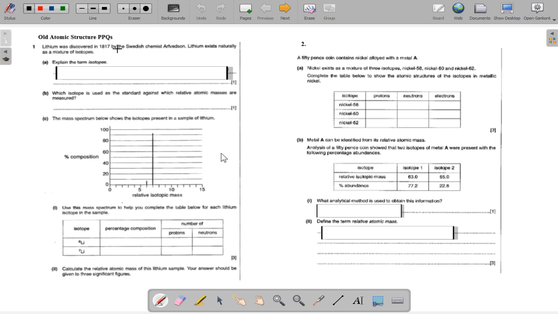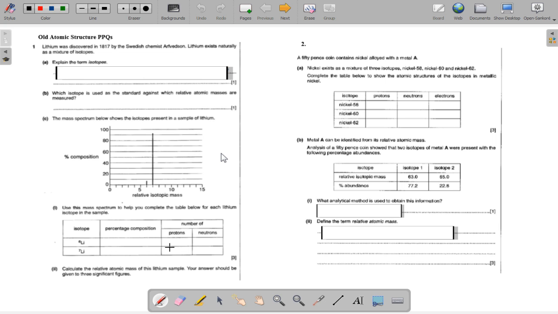Lithium was discovered in 1817 by the Swedish chemist Arfvedson. Lithium exists naturally as a mixture of isotopes. Explain the term isotopes. Which isotope is used as the standard against which relative masses are measured? The mass spectrum below shows the isotopes present in the sample of lithium. Use the mass spectrum to help you complete the table for each lithium isotope in the sample.